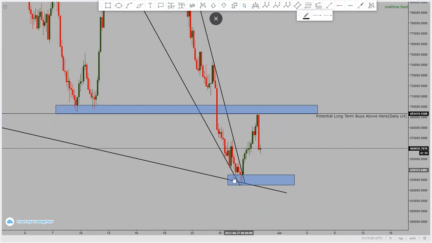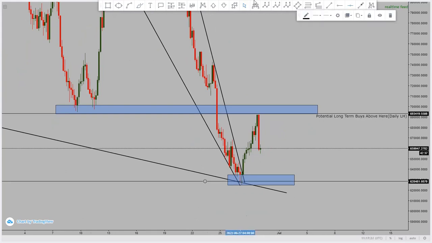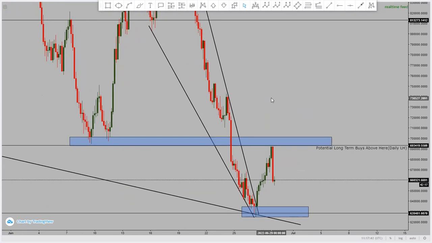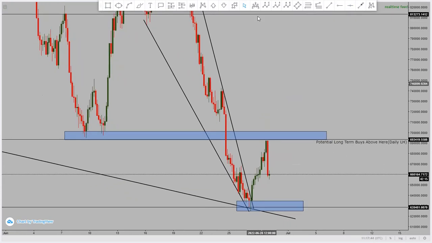So also mark that zone as a significant zone. Once you see price coming to that zone, know that the time has come to see: is price going to reject there, or is it going to break? That is something that we're currently looking forward to.